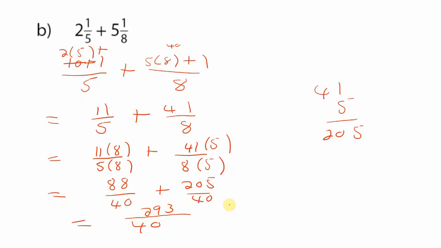Is this in simplest form? No, it's an improper fraction, so we can change to a mixed fraction. 40 goes into 293 how many times? Well, 40 times 7 gives 280. So we have 7 times 40 is 280. We still need 13. 280 plus 13 gives 293. So the remainder is 13. The bottom always stays the same. So it's the same as 7 and 13/40ths. As a mixed fraction, we have our whole part, we have the fraction part.